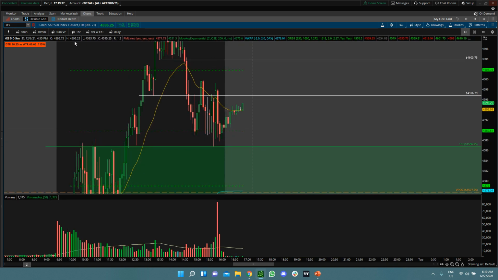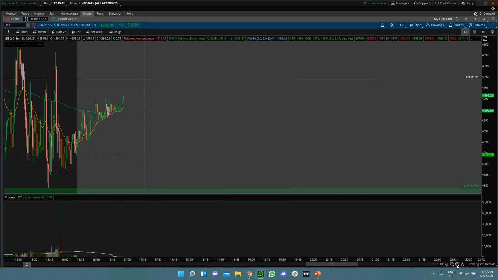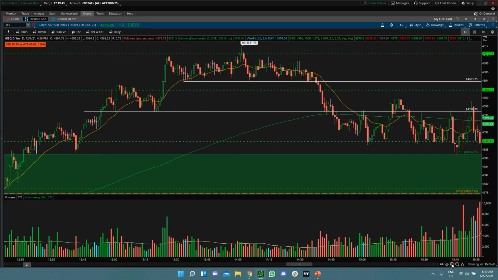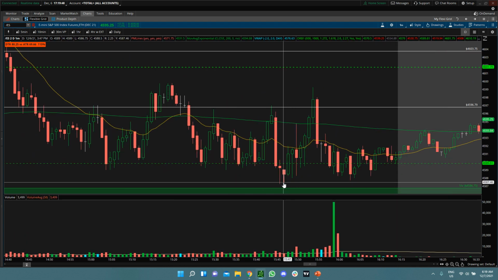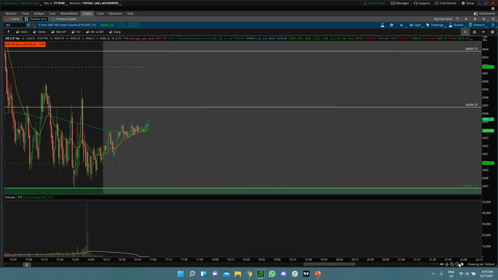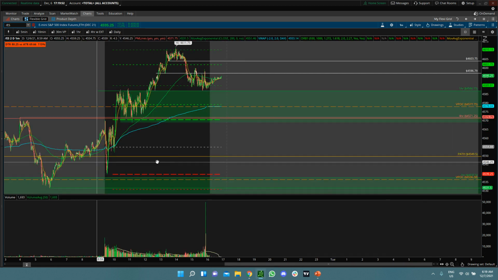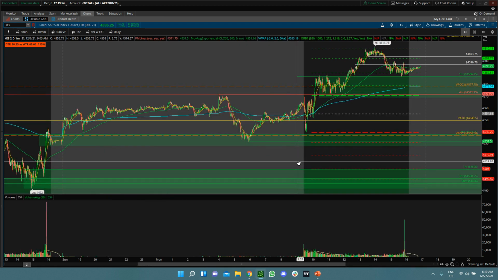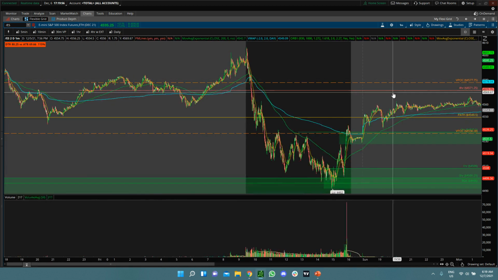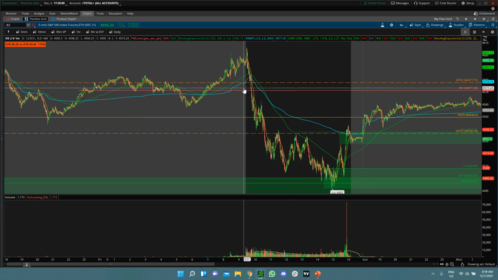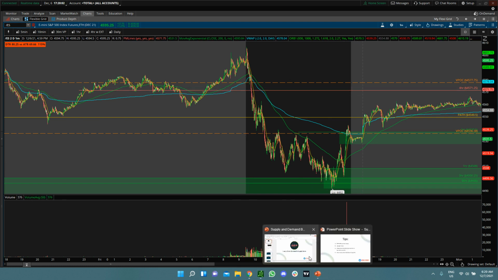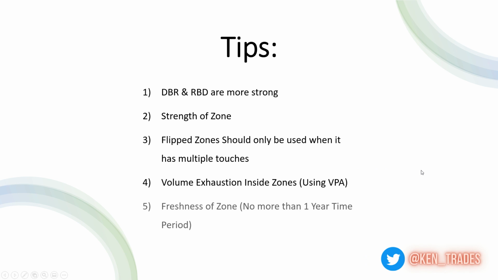Okay, we tap this zone. Yeah, it's not significant enough. But I guess VPA works best for reversals, right? Timing reversals, like when there's a huge sell off, use VPA to time your reversal. All right, so freshness of zone is very important.